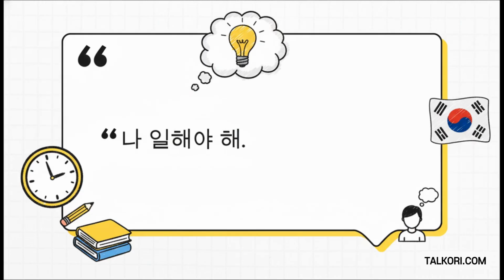And here it is. This is your magic phrase. Na ireahe. That's it. So simple, but it does all the heavy lifting. It tells them, I'm not available because of something I must do. Now, let's pull this thing apart and see what makes it tick.